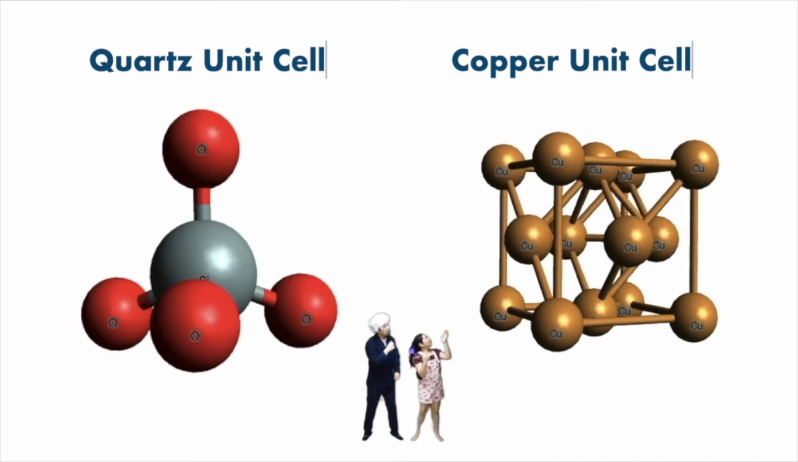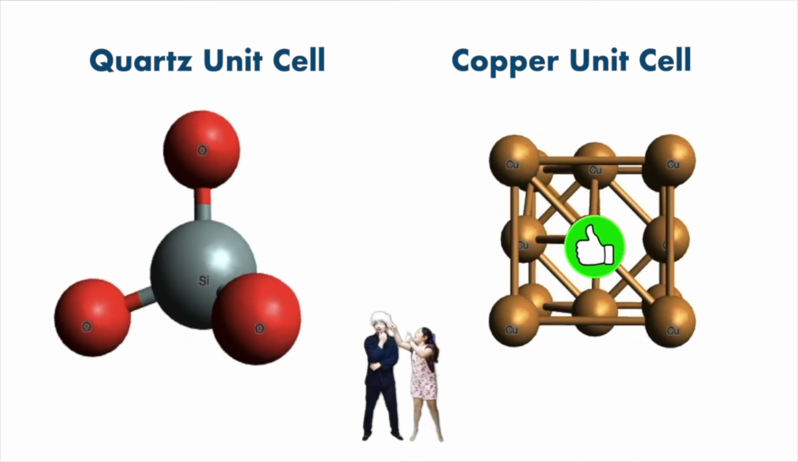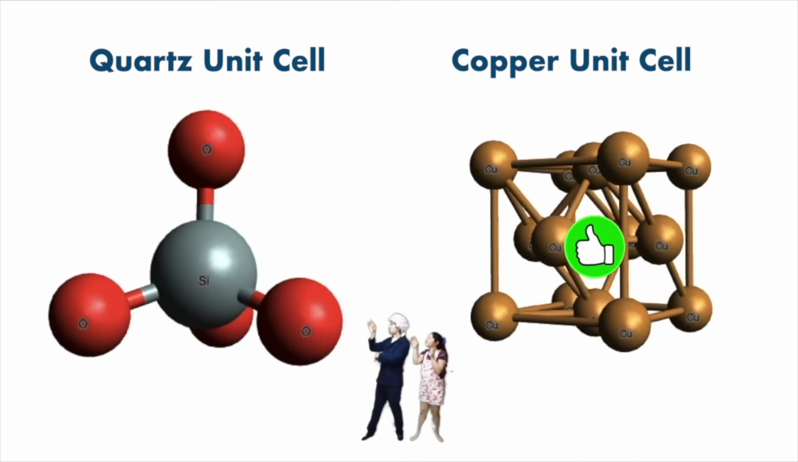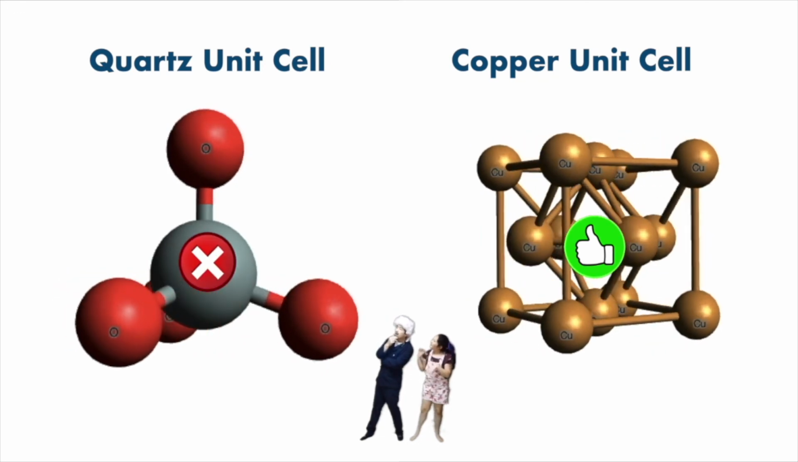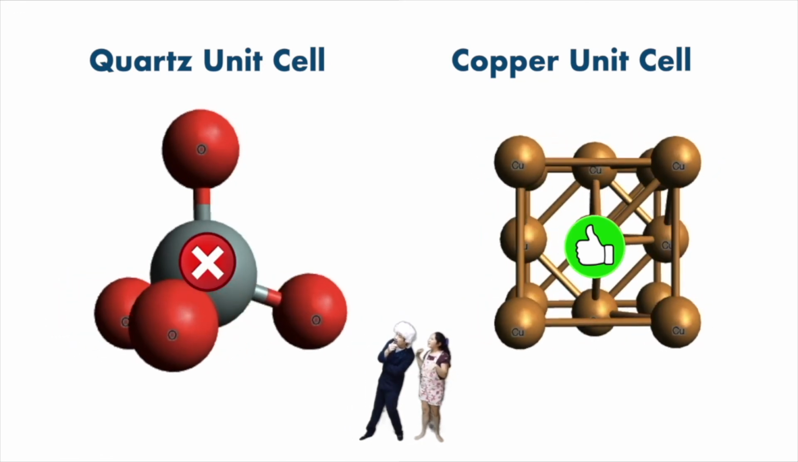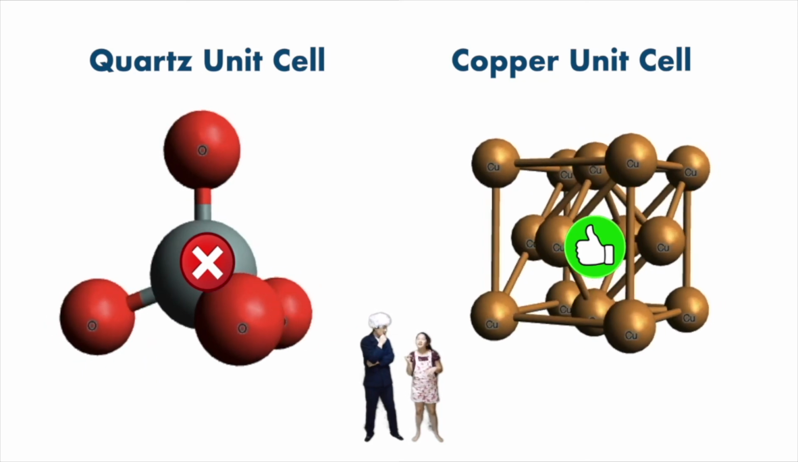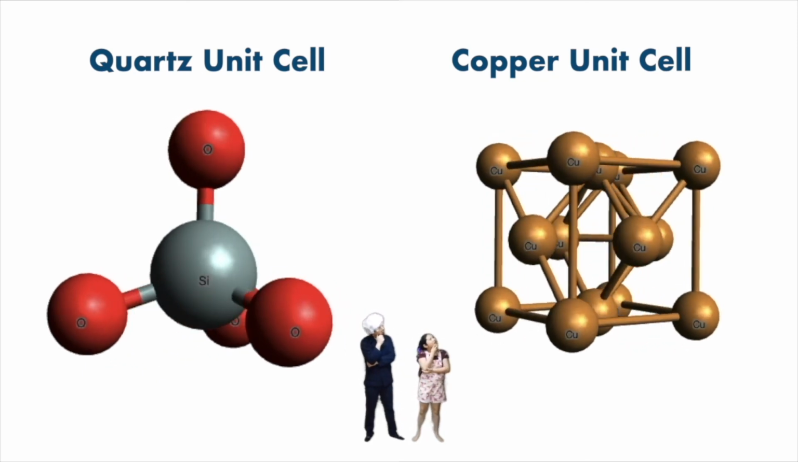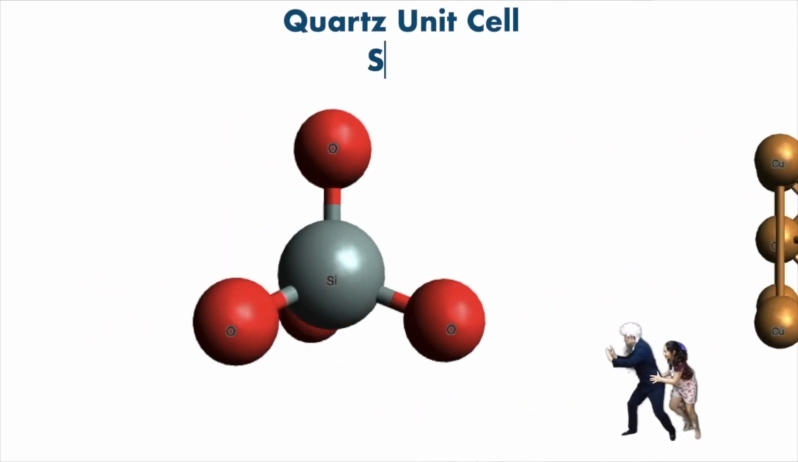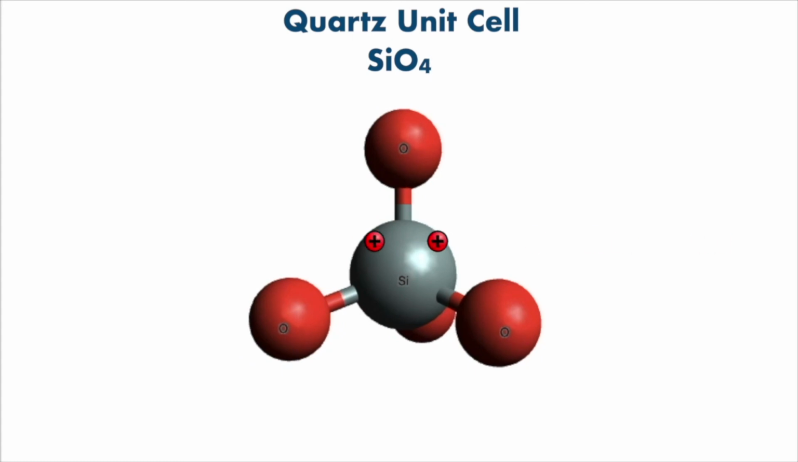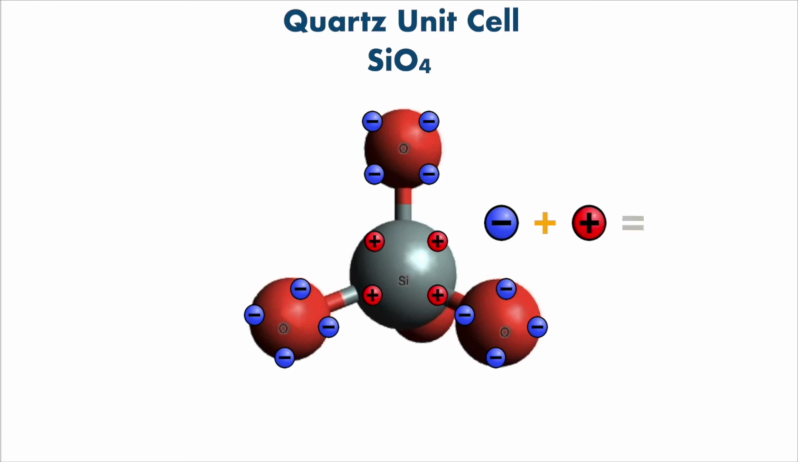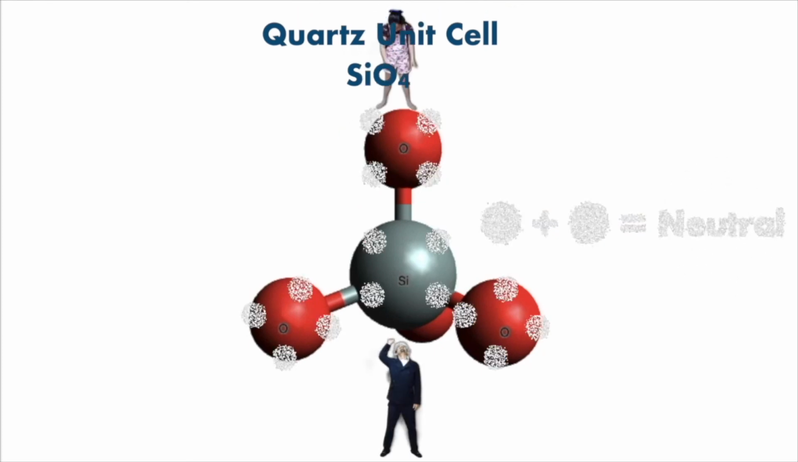Most unit cells have a center of symmetry, like in copper, but the unit cells of piezoelectric materials lack this center of symmetry. This asymmetry is important because it determines how charge is distributed in the material. Let's take a look at the unit cell of quartz, for example. It is composed of a positively charged silicon atom surrounded by 4 negatively charged oxygen atoms. When undisturbed, these charges cancel each other out.